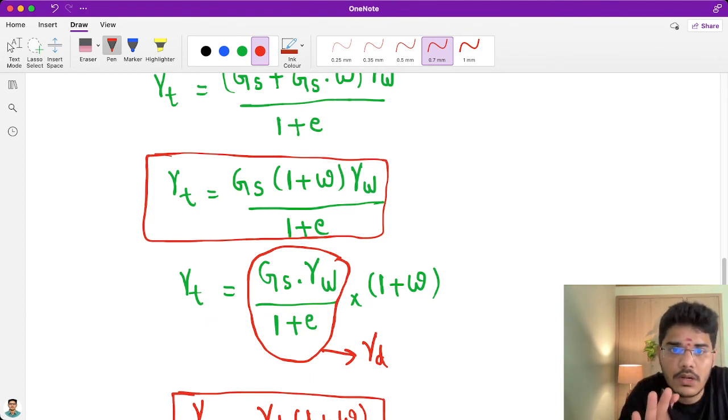These soil water relationships are very useful, and these relationships will continue throughout our geotechnical engineering.